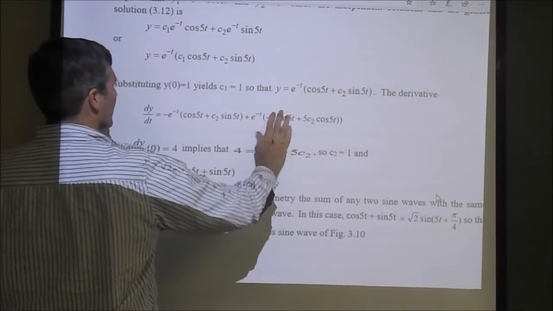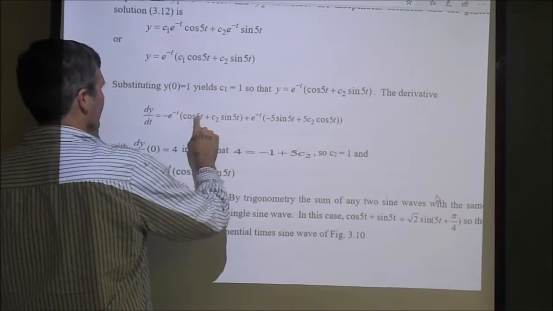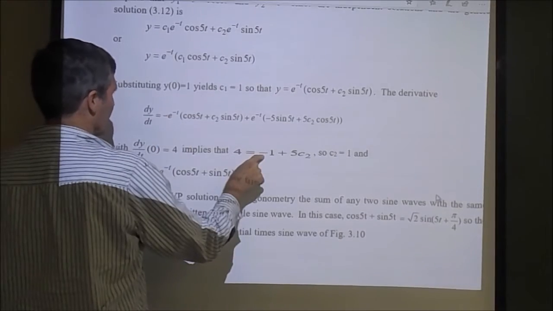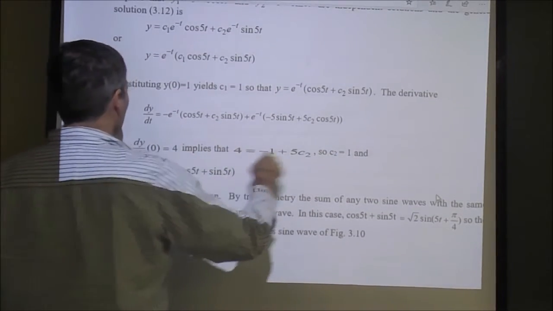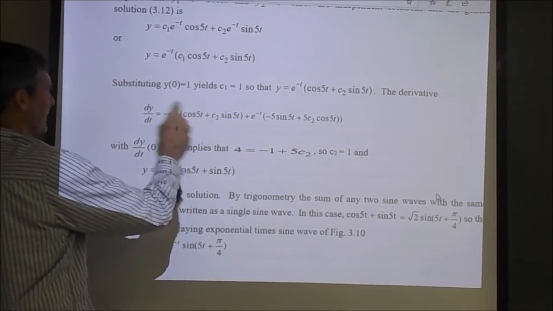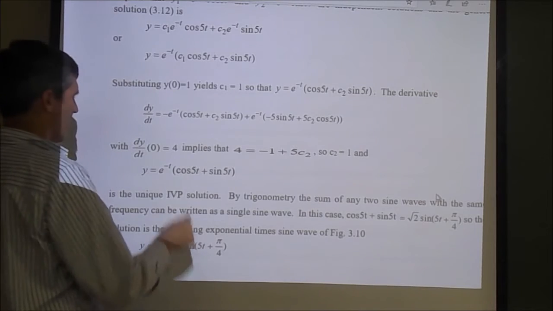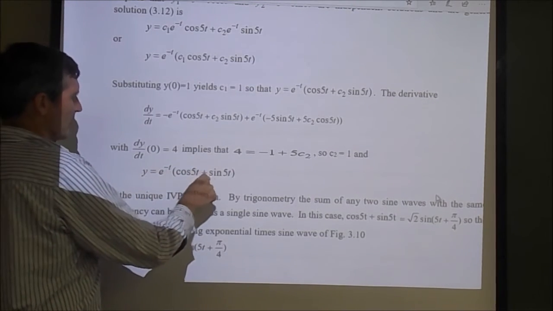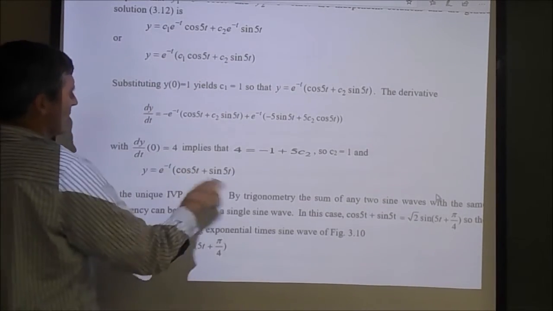Right? Sine of 0 is 0, and this falls out. Cosine of 0 is 1. So there's your 0 plus 5c2. And plug in 0 here. Cosine is 1. I'll put the minus in front. And e to the 0, 0. Anyway, so you got this equation by plugging in 0 for t and 4 for y prime. That tells you that C2 equals 1, and consequently y equals e to the minus t times cosine 5t plus 1 sine 5t, just plugging in C1 and C2 equal to 1 on this problem.